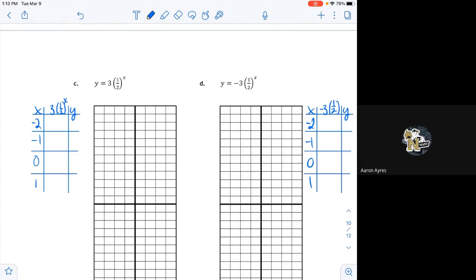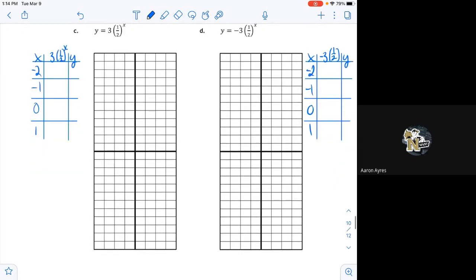So if I plug in -2, I'll do the hard one. Or the harder, maybe perhaps one. If I plug in -2 for x, then here's my equation. I'll do the work down here so everybody can see it. I get 3 times 1/2 to the -2. That'll pop up here in a second. There it is.